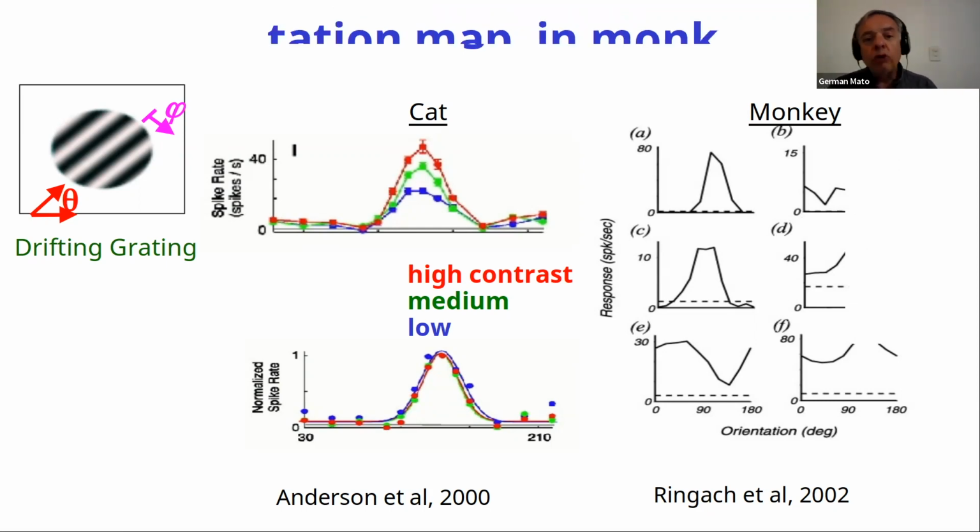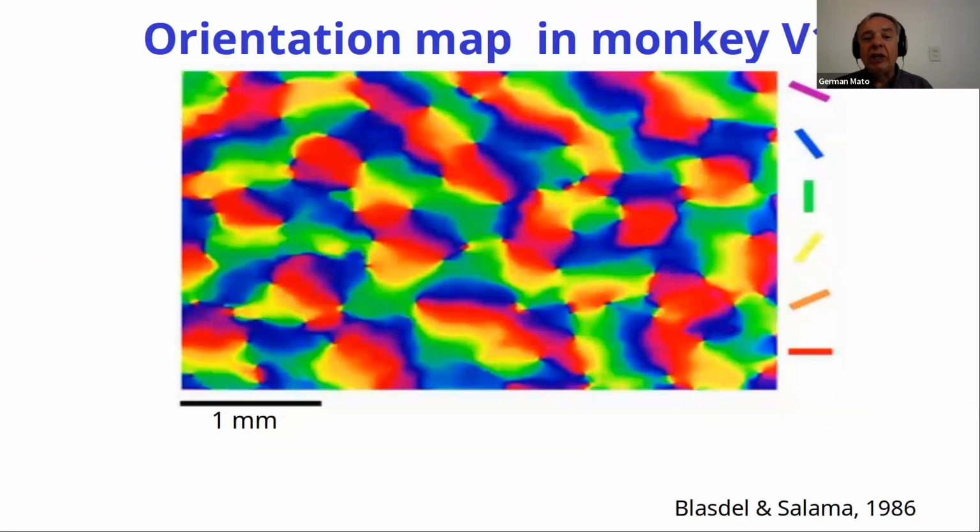Now, if we plot the preferred orientation of the neuron on the cortex with the color code given by the panel in the right, we see that a very specific structure emerges that is called an orientation map. Neurons that are near in space have very similar preferred orientations.